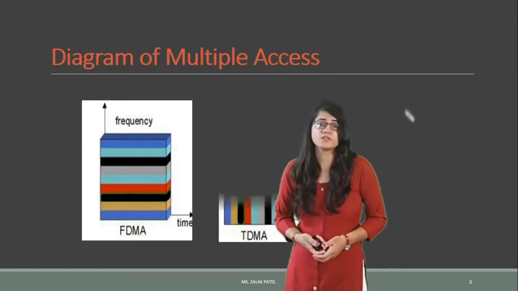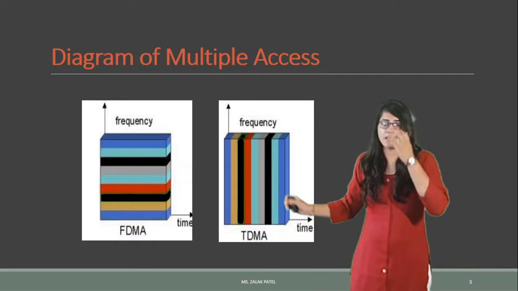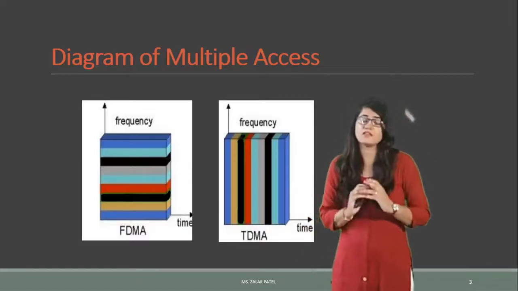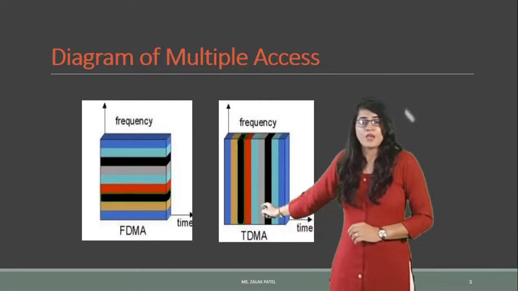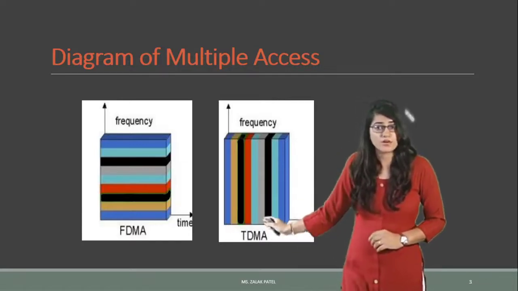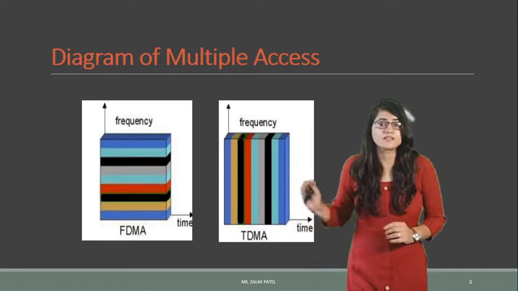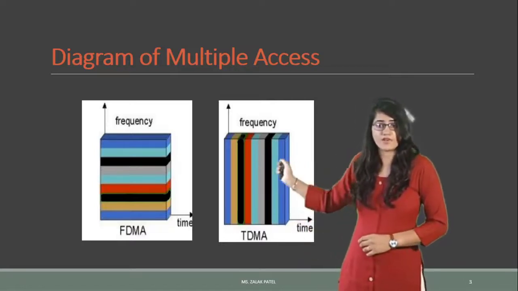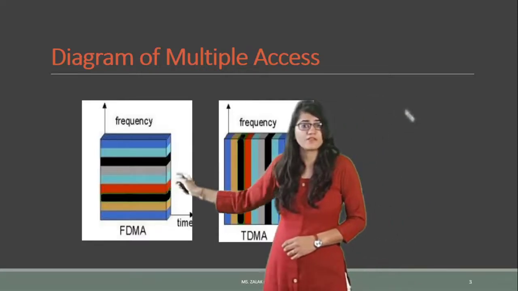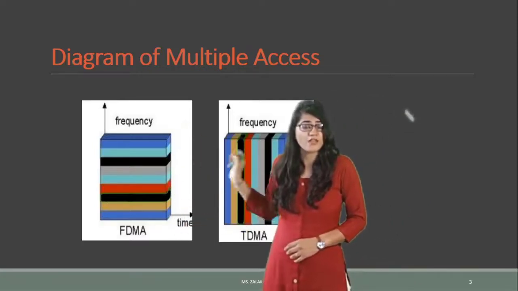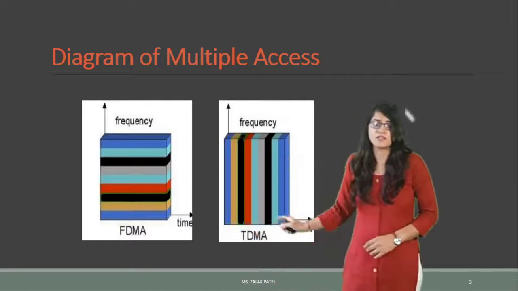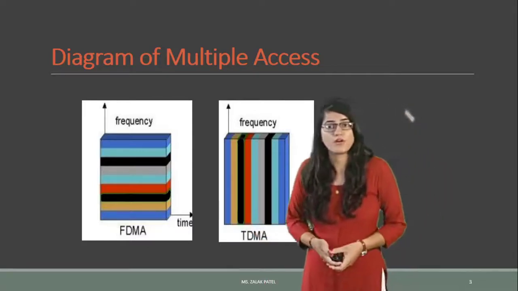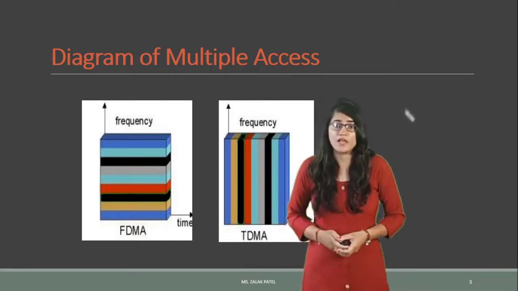The next multiple access technique is the TDMA technique. Here again there is a frequency versus time graph. In this second graph you can see that the time is divided into a number of slots. In FDMA we have seen that frequency is divided, while in TDMA time is divided into a number of slots. So it is called time division multiple access.